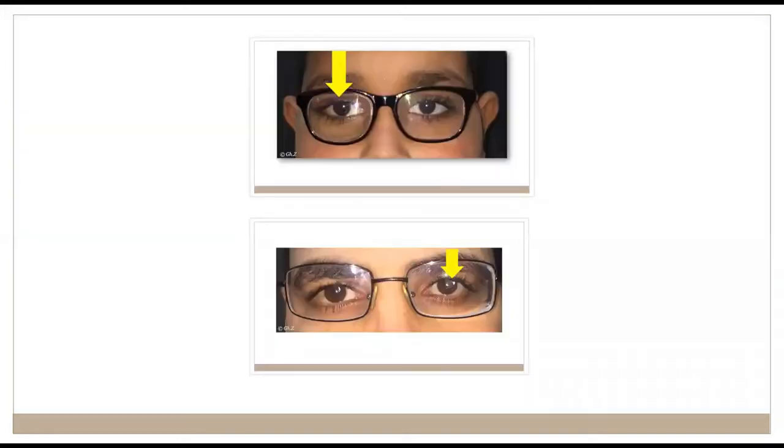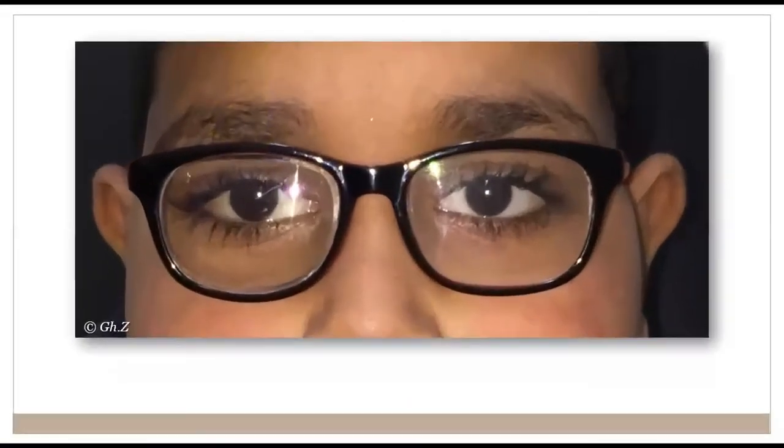As you can see here, we have two patients who are wearing spectacles. So this one has anisometropia, in which the right eye has significant hyperopia relative to the left eye. And I hope you can appreciate how the right eye looks a little bit bigger than the left eye because of the plus lens.